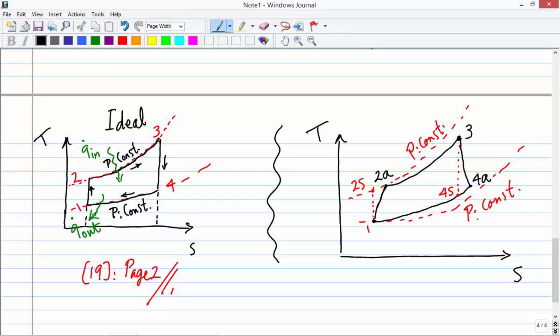And then here's a constant pressure process. So from here, we expect this curve, if the pressure was constant, to be something like that and end up there, but we drop. So this is the actual process. This is the actual point 1.